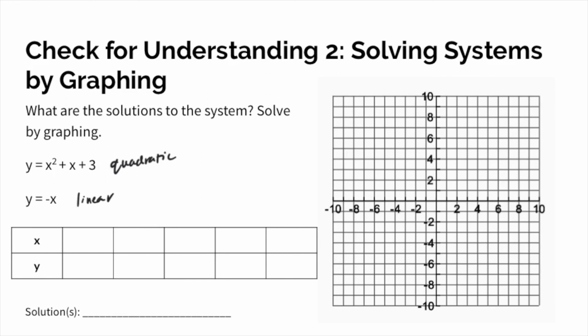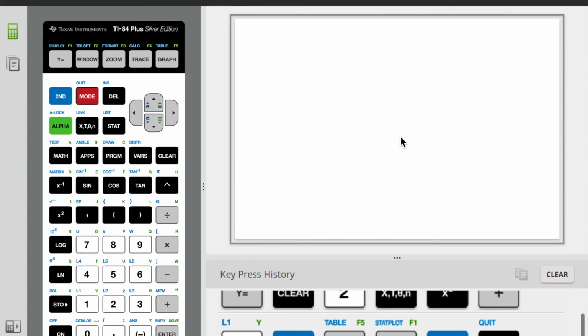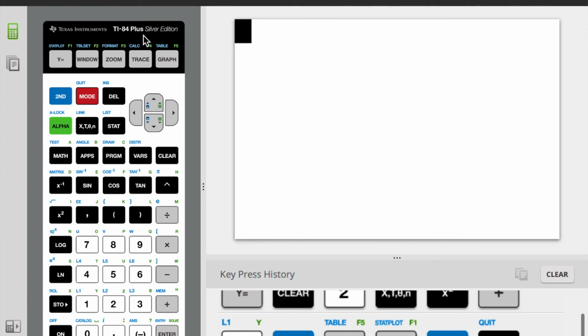I want to graph my quadratic super precisely, so I'm going to need to put this into my calculator and table it out. And so I'm going to, once again, switch over to calculator view so you can see my exact process when I'm creating my table. You want to graph y equals x squared plus x plus 3. Same kind of process as last time.